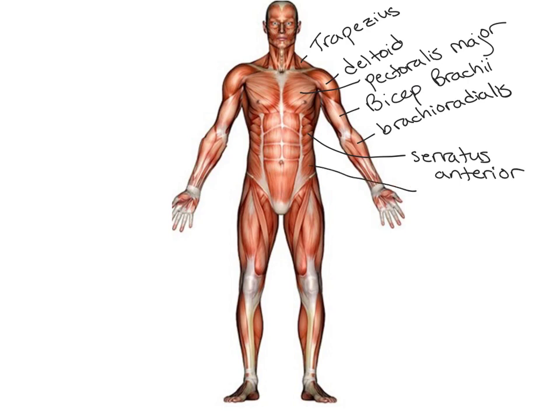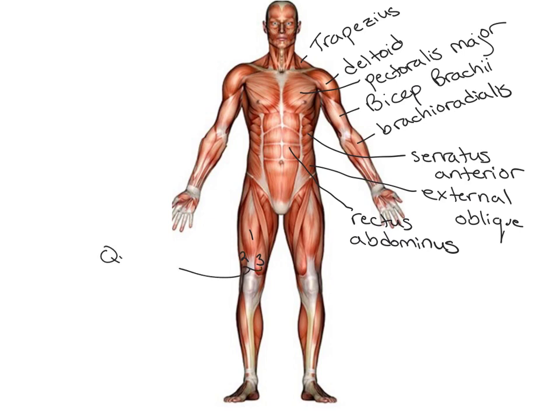Followed by external obliques. And then in the middle, we have our rectus abdominis. Moving into the lower extremity, these three muscles, 1, 2, and 3, we're going to combine together. And for right now, we're going to call them the quadricep group.